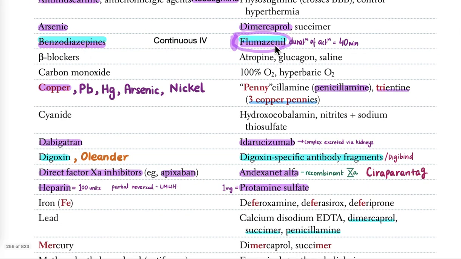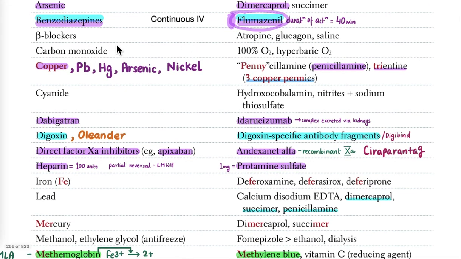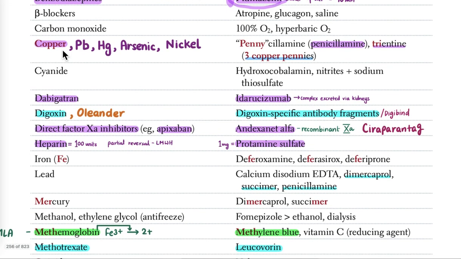Benzodiazepines is flumazenil. Now flumazenil, the duration of action is 40 minutes and it is given in the form of continuous IV. Beta blockers is atropine, glucagon, saline. This is not very important. Carbon monoxide is 100% oxygen, hyperbaric oxygen. This is very obvious. Copper, lead, mercury, arsenic, and nickel, all of this, like all the metals, penicillamine is the drug of choice, the toxin neutralizer. So that is it.